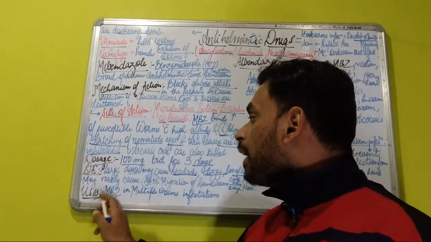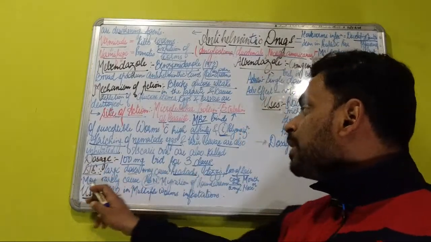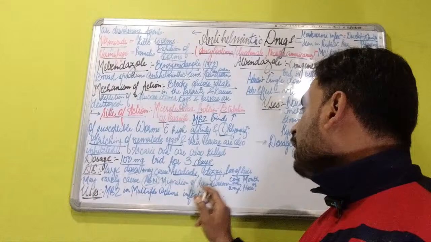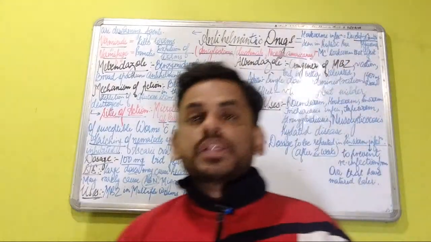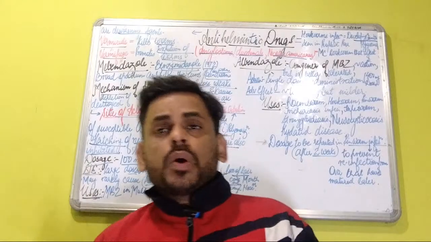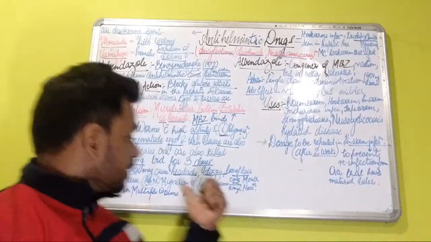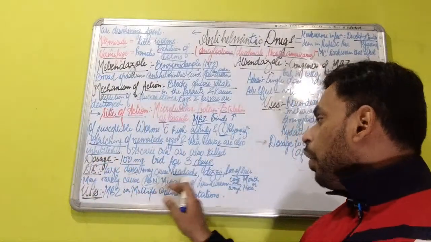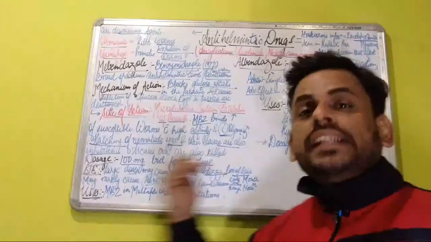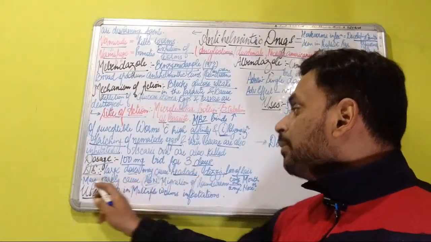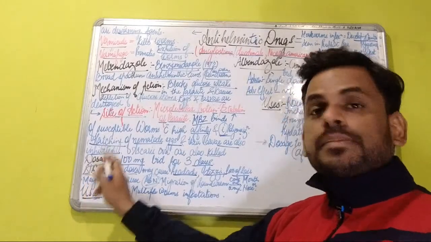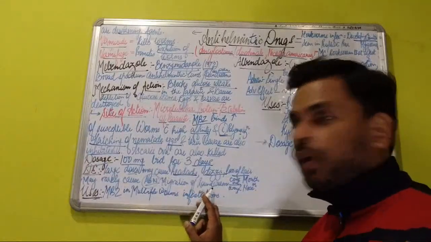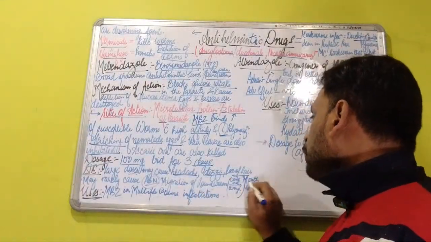Apart from this, mebendazole may rarely cause an abnormal migration of the roundworms. So mebendazole has another side effect: it may cause the abnormal migration of the roundworms, and that too is seen rarely. The roundworms may come out through the mouth or nose.